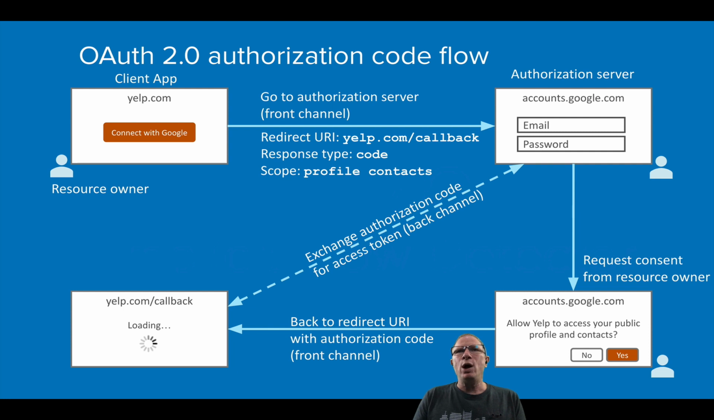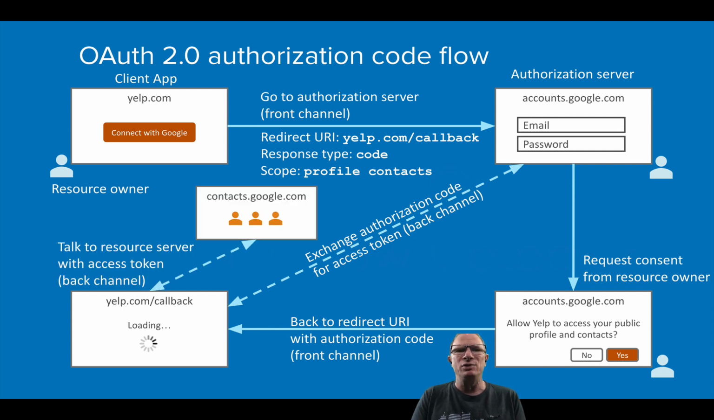And this is a POST request as opposed to a GET request. And so that means the access token comes back on the same channel. And now Yelp.com's .NET application can use that access token to interact with the Contacts API with Google. The important point here is that the browser never sees the access token.